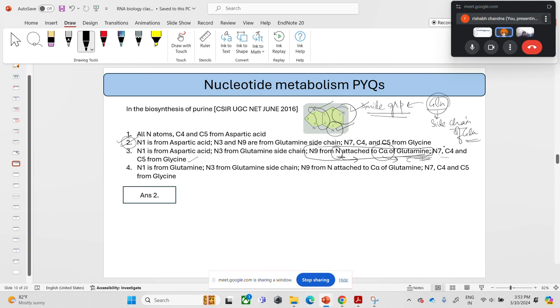Got it, sir. Okay, and there is one more difference here for aspartate. Because it has only one amino group, not because the side chain is carboxylic acid. So here the N provided by the aspartate is the amino group.